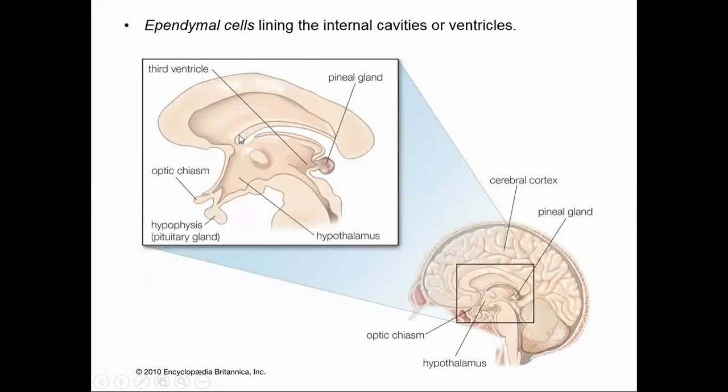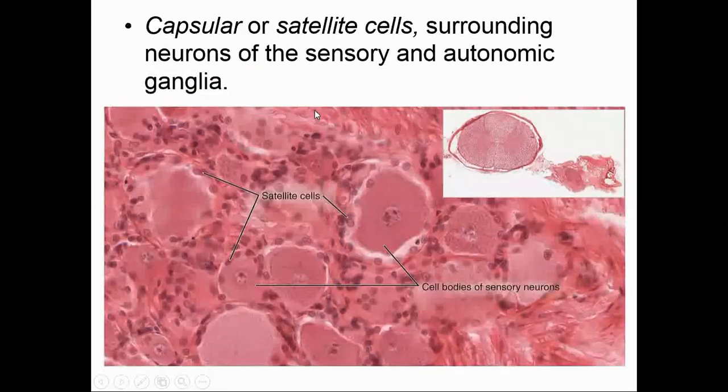Ependymal cells are lining the ventricles, the internal cavity of the brain. There are different cavities like lateral ventricle, third ventricle, and so on. Capsular cells are surrounding the neurons, which are seen in the sensory and autonomic ganglia. This is a neuron, and surrounding that, the capsular cells are present, which give protection to the neuron. Cell bodies of the neuron and the satellite cells, or the capsular cells.